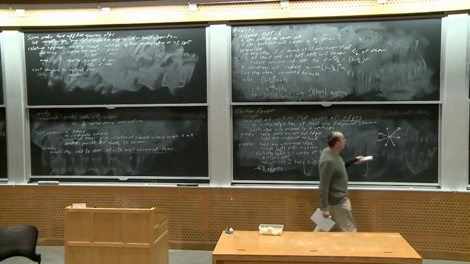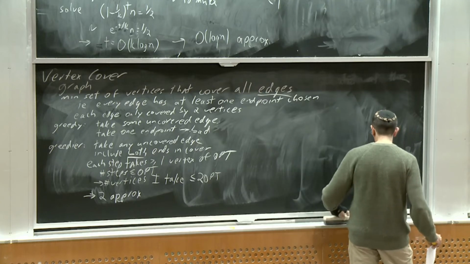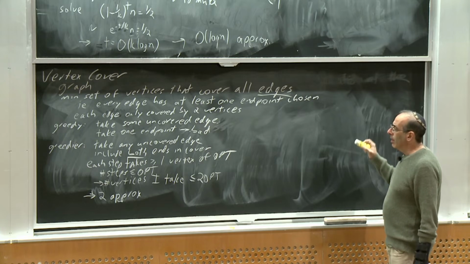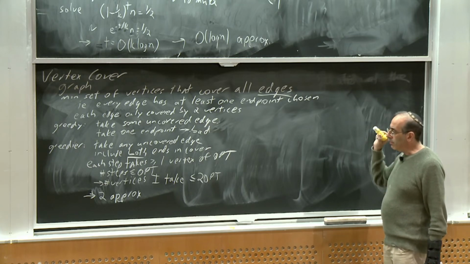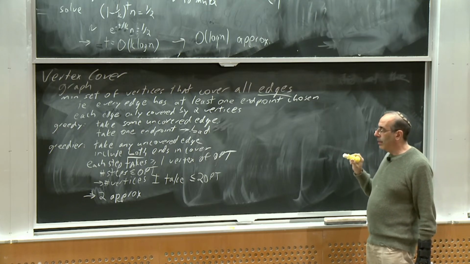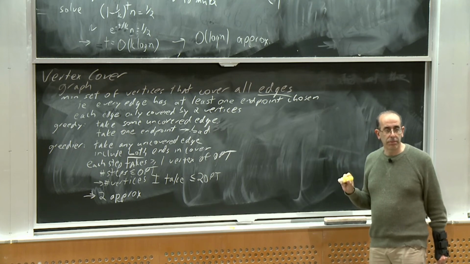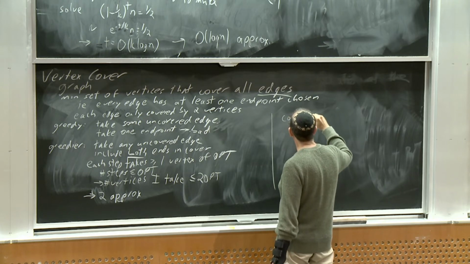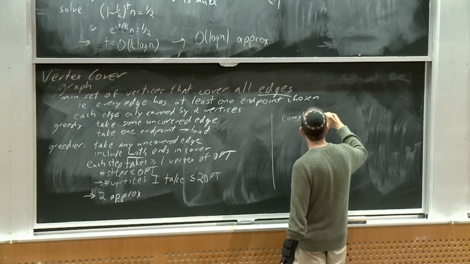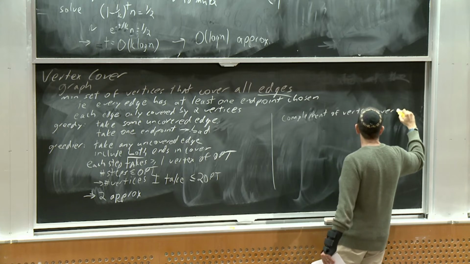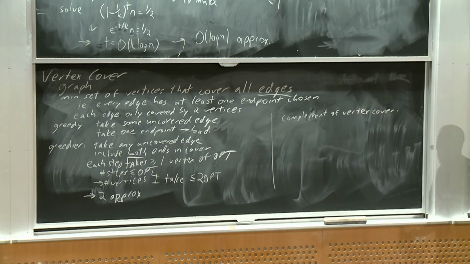Let's see, what else can I say about the vertex cover problem? Well, one interesting bit of information about the vertex cover problem is that the definition is that every edge has at least one endpoint in the vertex cover. Okay? So what can I say about the complement of the vertex cover? If I look at the vertices that are not in the vertex cover, what can I say about that set of vertices?